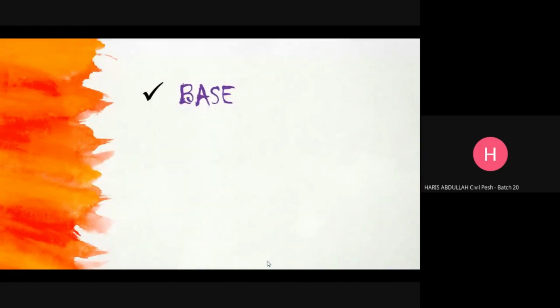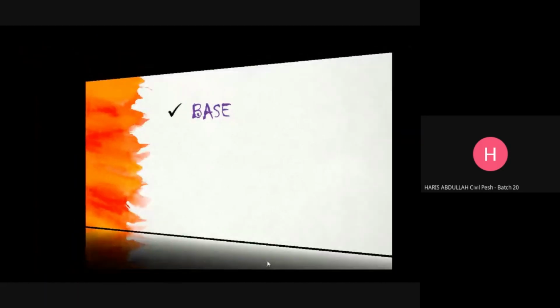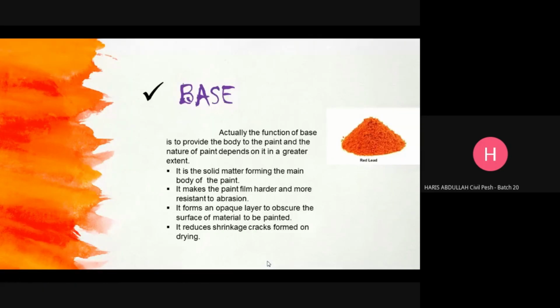Okay, so paints are prepared by intimately mixing various components in proper proportions. So, following are the essential components of paints. The base is a really important component of paints. A base is a solid substance that forms the body of the paint.